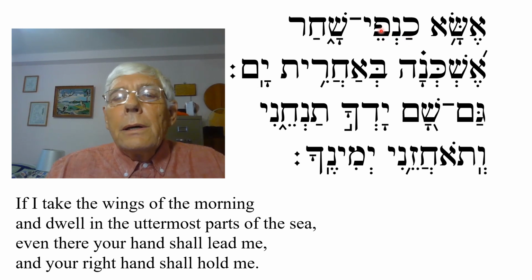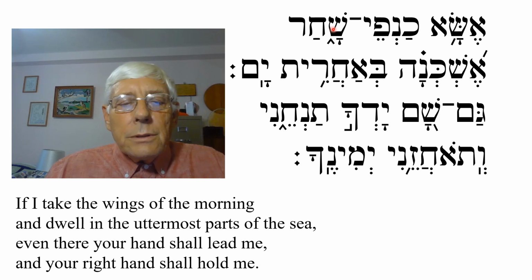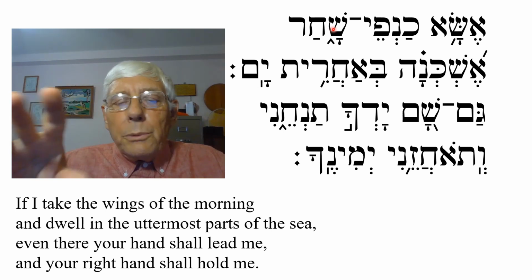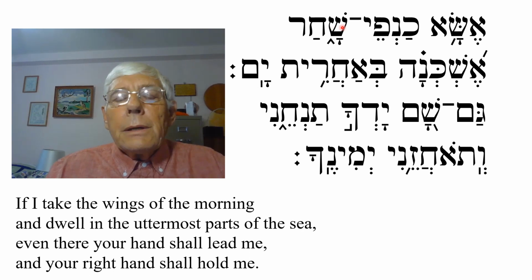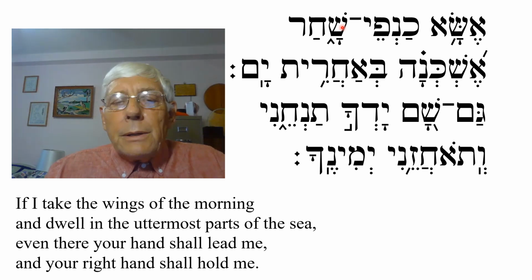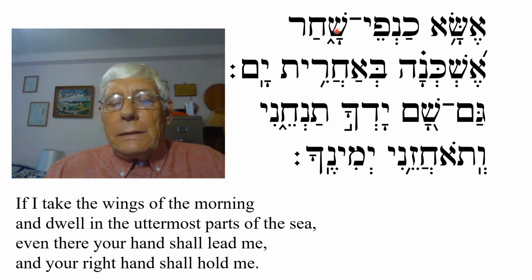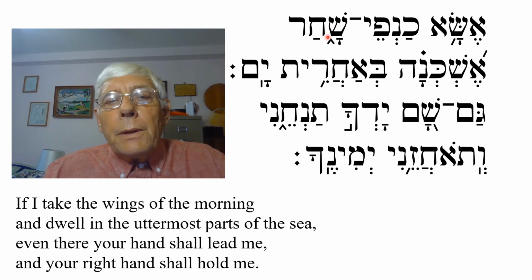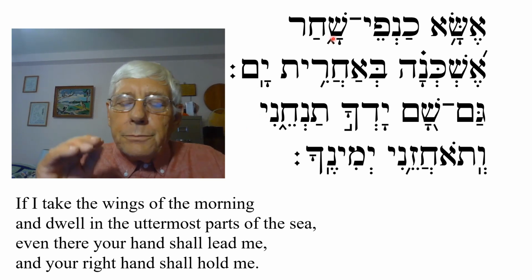Kanfe Zahar. If I take on the wings, if I climb up on the wings, Zahar is the dawn, the early morning. When the angels went to visit Lot over in Sodom, they grabbed him early in the morning. Zahar. It's time to get moving. The sun's just coming up over the edge of the horizon.